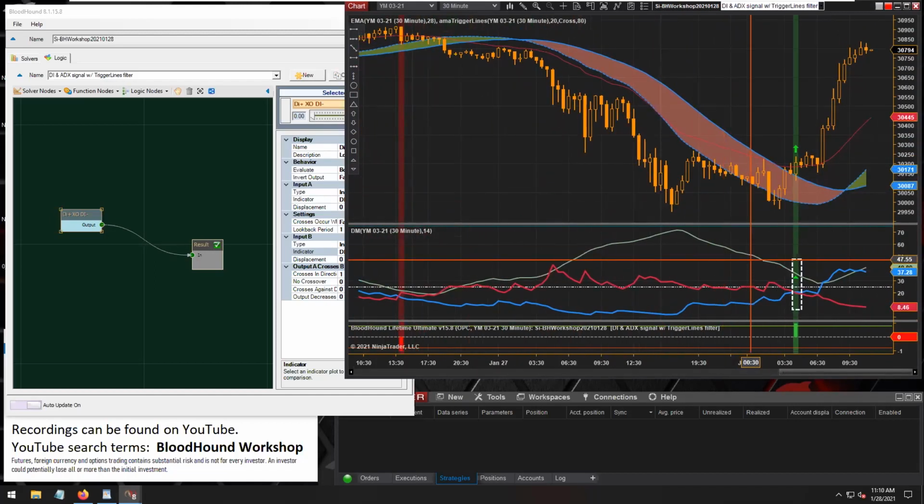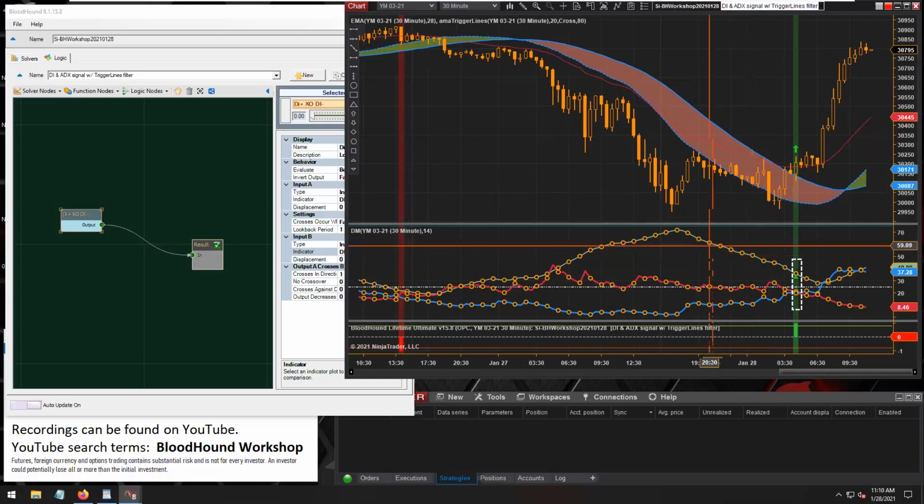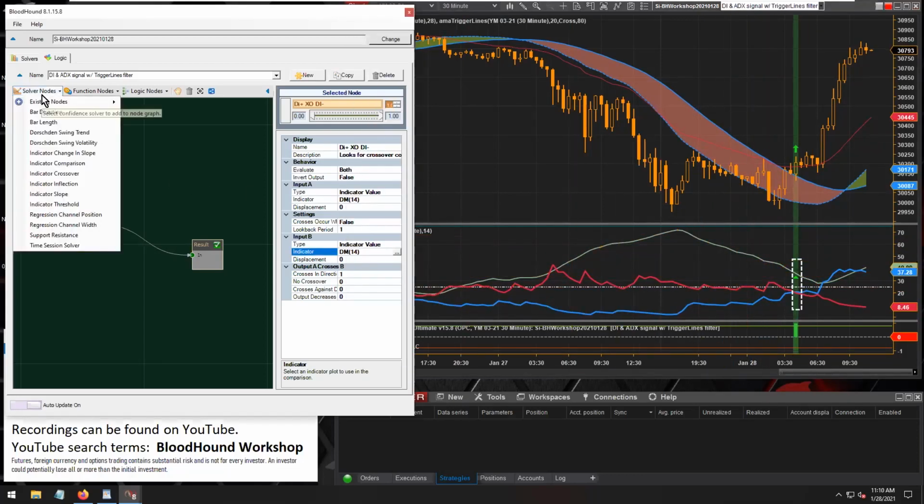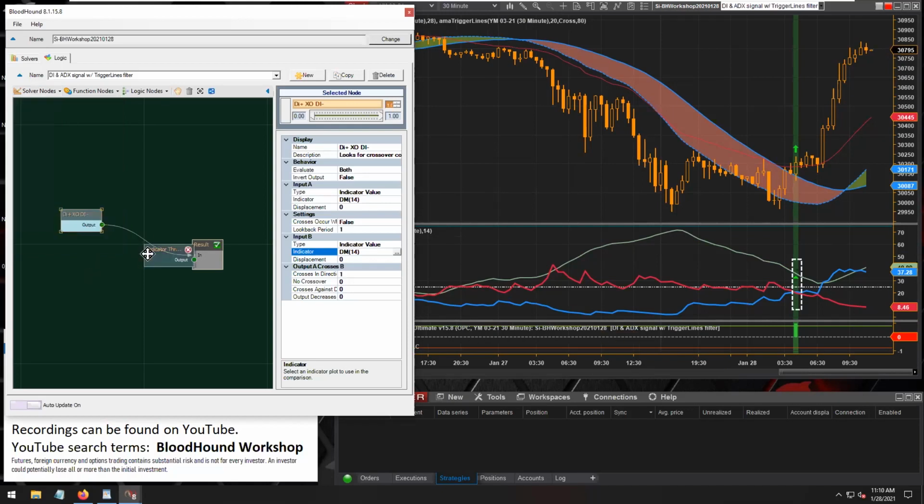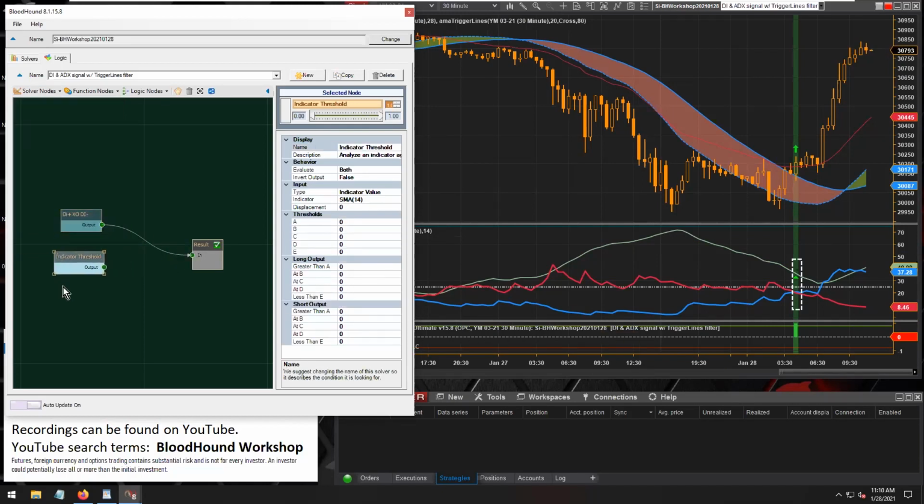All right, now, second condition, make sure that ADX is above the 25 level. So to do that, we need the threshold solver, right? The ADX plot needs to be above a 25 level threshold. So let's just call this the ADX 25. Yeah, we want the ADX greater than 25.